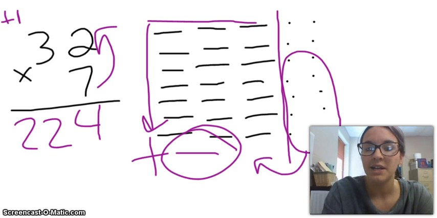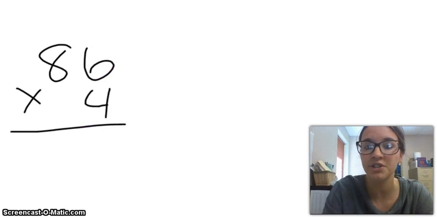Let's look at one more example of how we can use the algorithm. This one I'm going to do without an array. If you still need the arrays, you are more than welcome to draw arrays. So here's 86 times 4. Picture in your head what an array for 86 times 4 would look like. I would have 86 4 times.